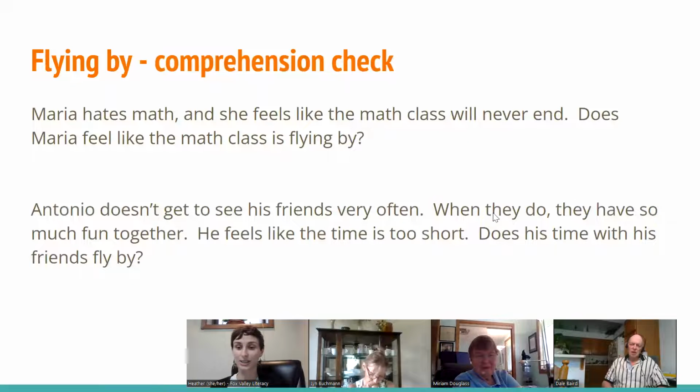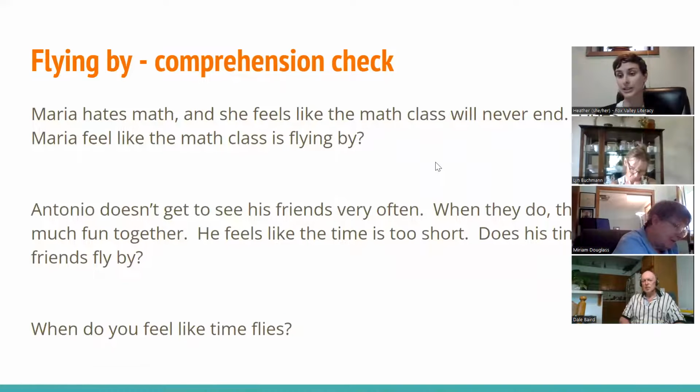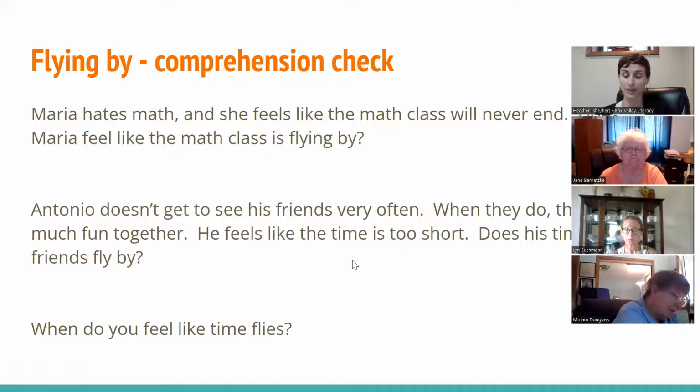And you just want to make sure that, these are kind of long examples. So make sure that your student is at a level where they can follow the comprehension check. Shorter is better. And then, when do you feel like time flies? So you can integrate that conversation again and make sure that they can use the phrase or vocabulary word correctly in the way that would be authentic and meaningful to them.